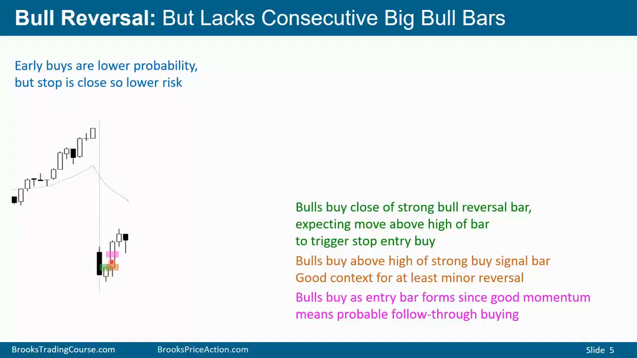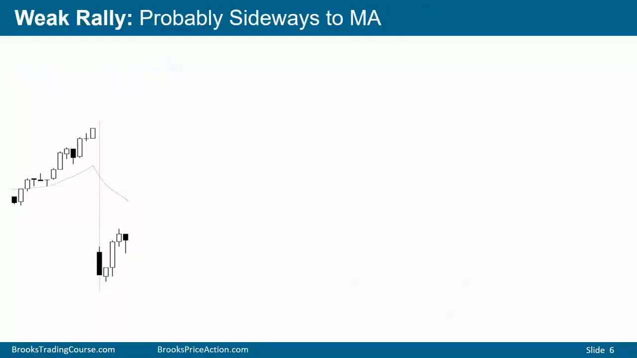As the bar is forming, it's going up reasonably strongly. A lot of bulls who did not buy the close here or the high of that bar right here will buy as the bar is forming, betting that the momentum up will result in higher prices.